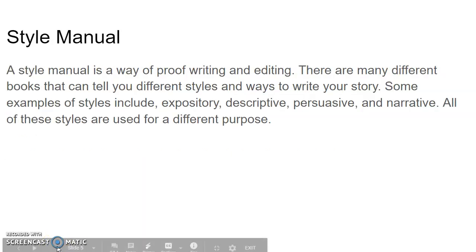Style manual. A style manual is a way of proofreading and editing. There are many books that tell you different styles and ways to write your story. Some examples of styles include expository, descriptive, persuasive, and narrative. All of these styles are used for a different purpose.